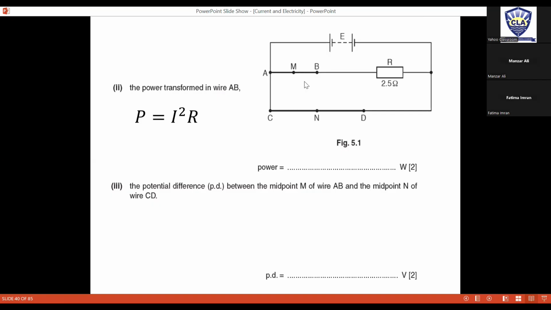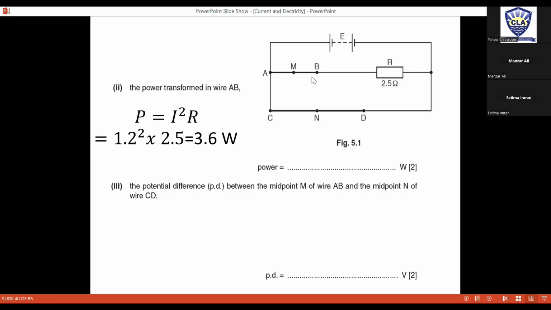I square R. रेजिस्टेंस AB की हम निकाल चुके हैं, करंट 1.2 था, तो ये आपकी पावर आ गई इन AB. अब वो कहता है व्हाट इज द पोटेंशियल डिफरेंस बिटवीन M एंड N. 6 वोल्ट है तो N का तो स्ट्रेट वे मैं निकाल सकता हूं क्योंकि ये मिड पॉइंट है, तो आधी वोल्टेज पहले होगी. N से ऑनवर्ड D तक जो है वो 6 वोल्ट की हाफ होगी 3 वोल्ट. मगर M का हमें पोटेंशियल निकालना पड़ेगा.